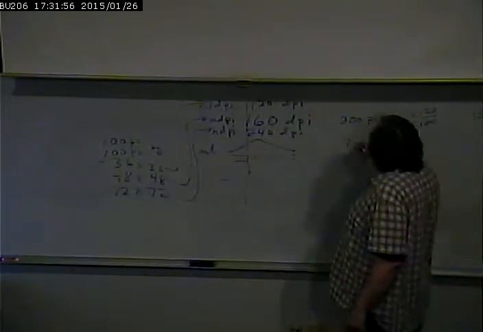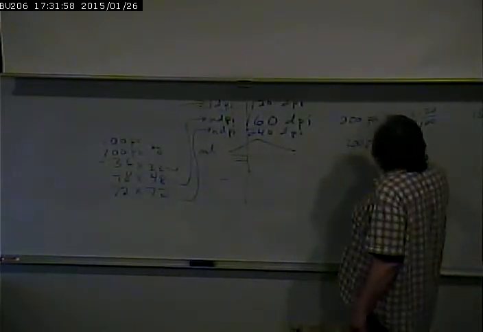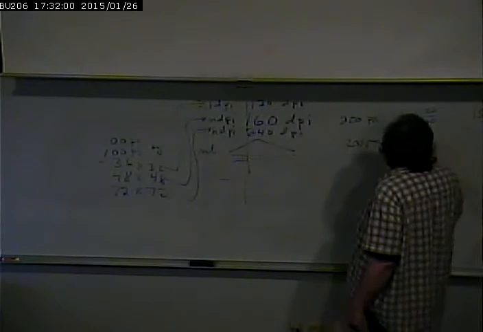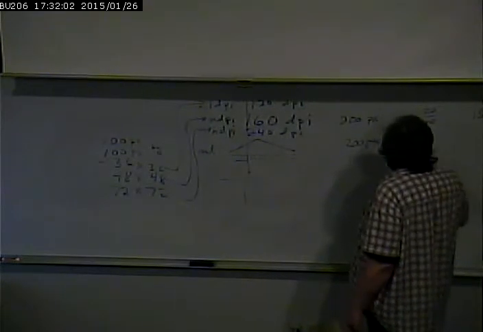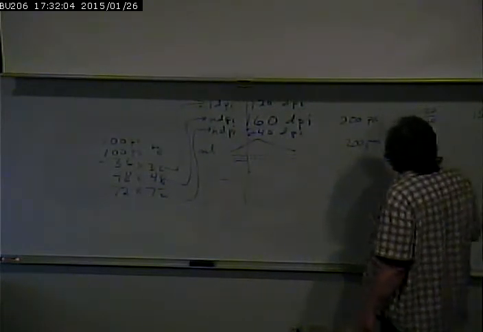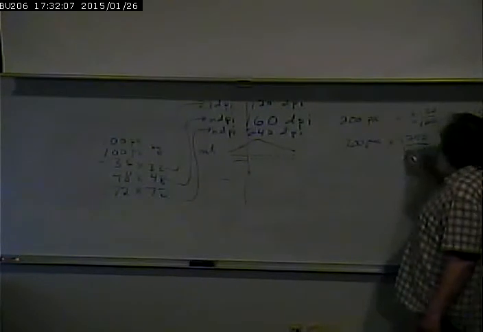What about on a high density? 200 pixels times 240 over 160, which is 3 over 2, which would be 300 pixels. I always know I've done the math right because the high density is going to be twice the low density. So that's sort of my sanity check.